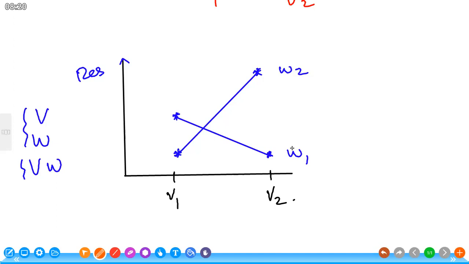Can we say whether there's a main effect of variety? Slope line. What do you think? What is the average of V1? Average of V1 is this. What is the average of V2?